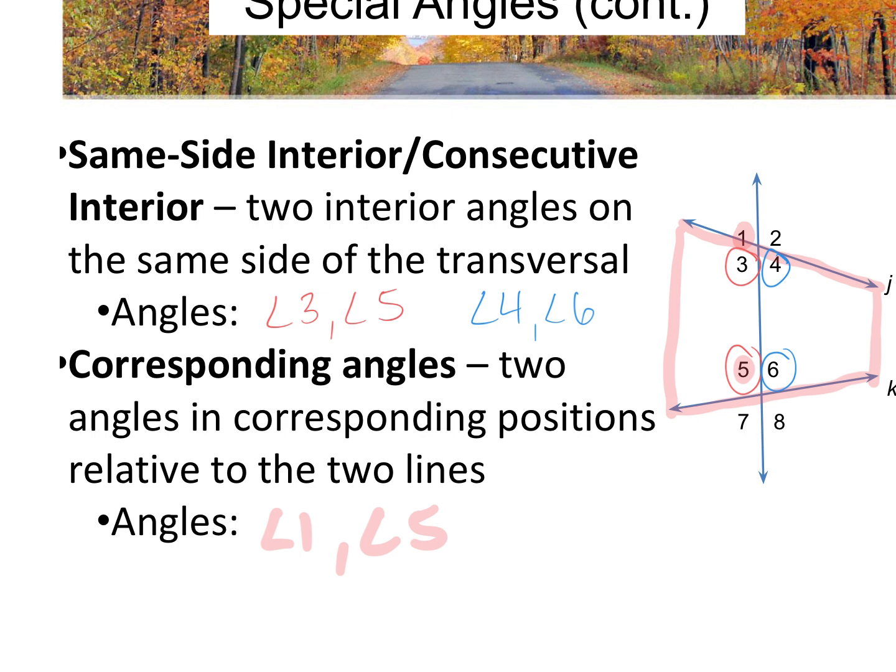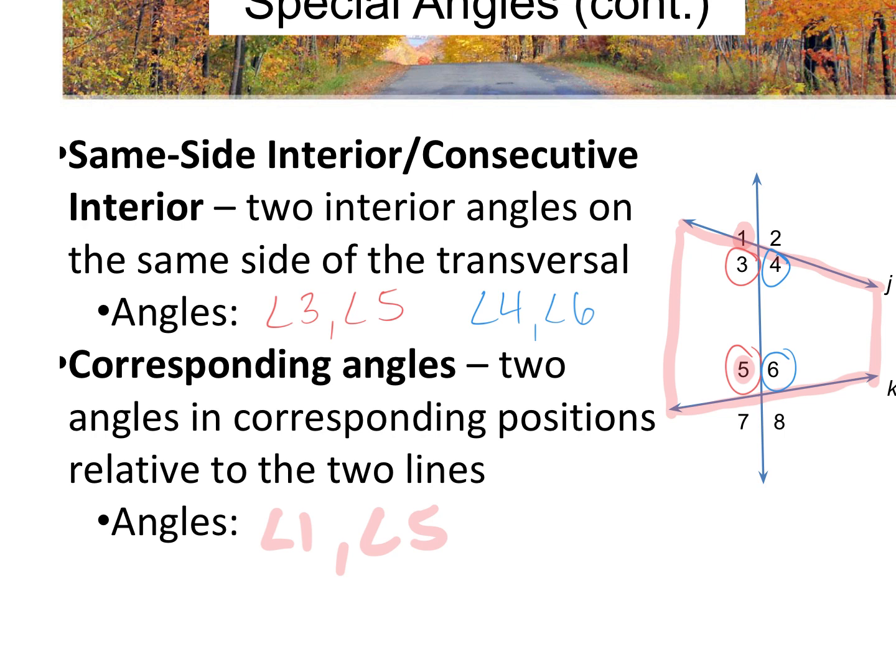Alexis, why is it not 1 and 7? Because 1 and 7 are both exterior. I agree with that. But remember, for corresponding, it's top left to top left. So it has to be like they're facing the same way, right? You have to go top left to top left. Think about it like quadrants, right? This one's the mirror image of this guy.